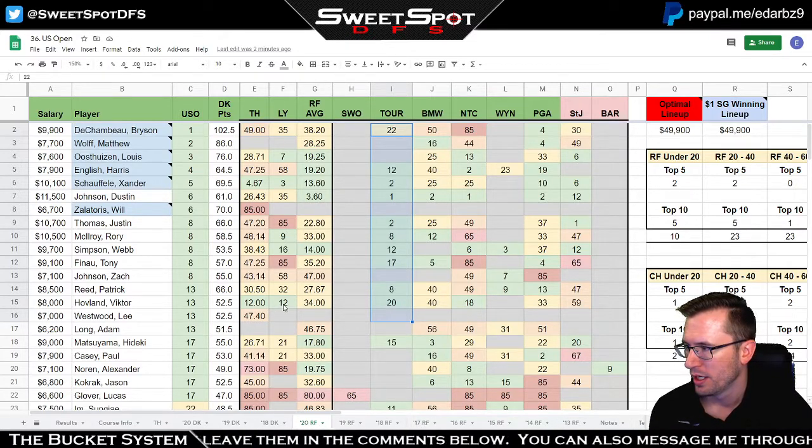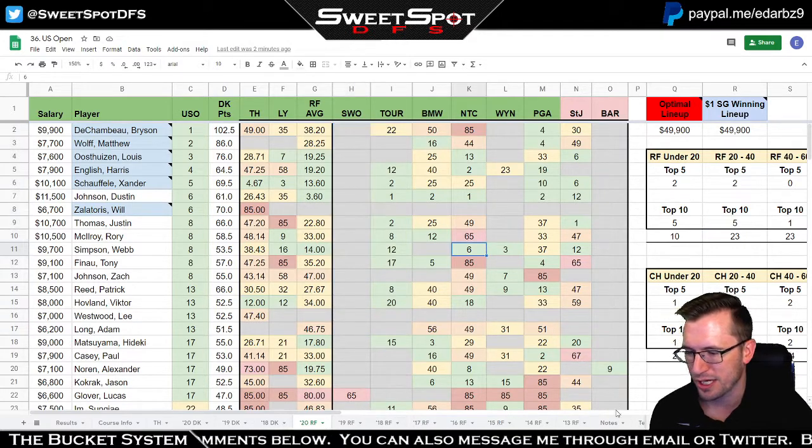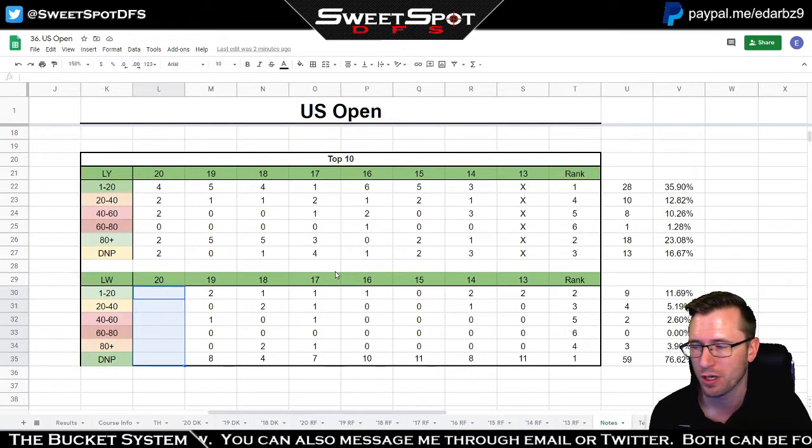So I guess I don't really have to talk much more about the buckets. I showed you how the buckets are created. I hope you guys understand that.